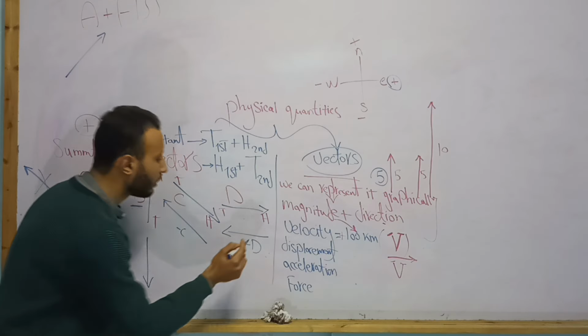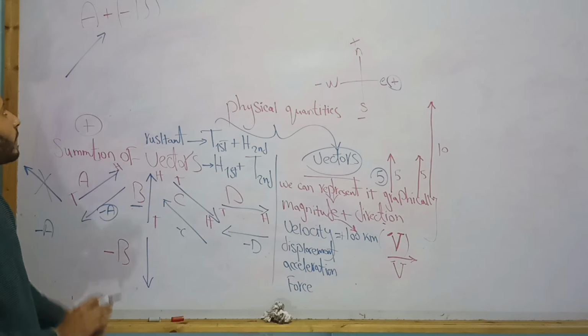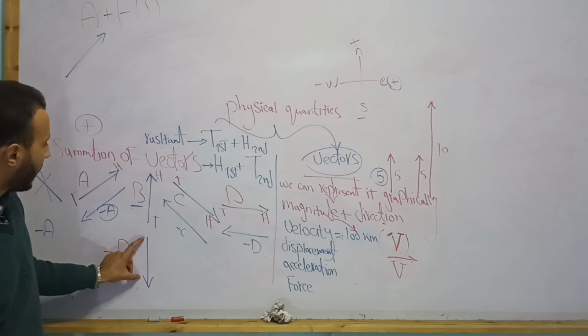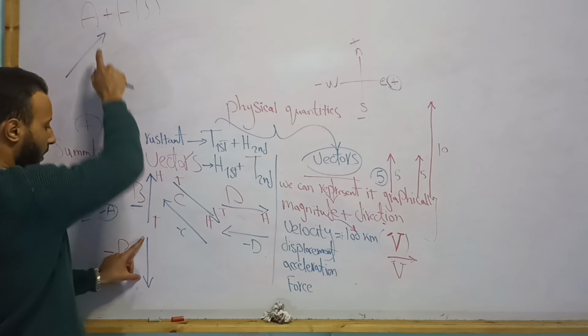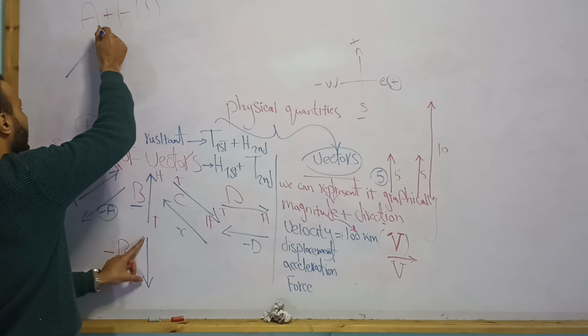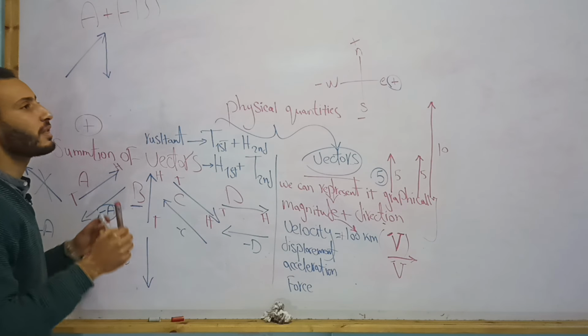Negative D. So let's keep solving our problem. So A plus negative B. So where is negative B? This one. And I said before, to make a summation, head of the first vector, this is the head, with the tail of the second vector, this is the tail. So this is the tail of the second one. And then you have to get the resultant.